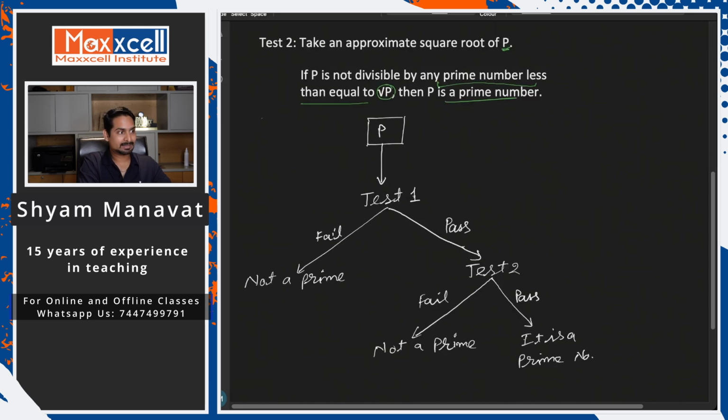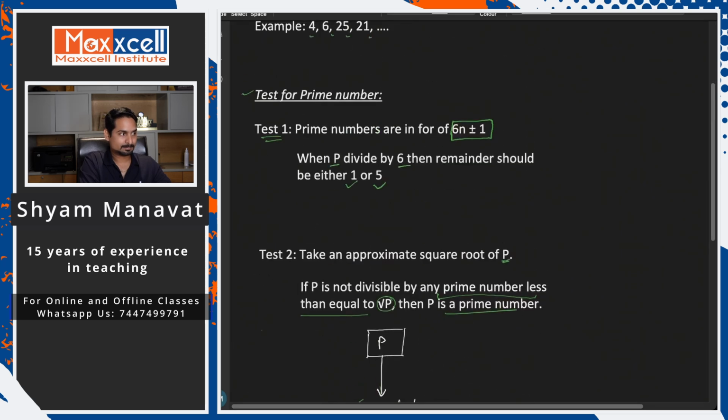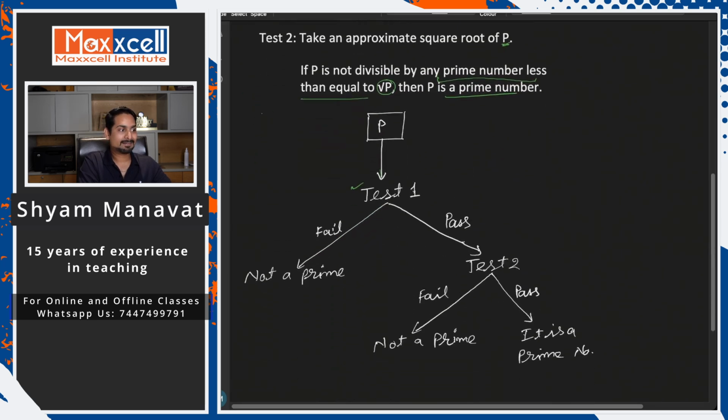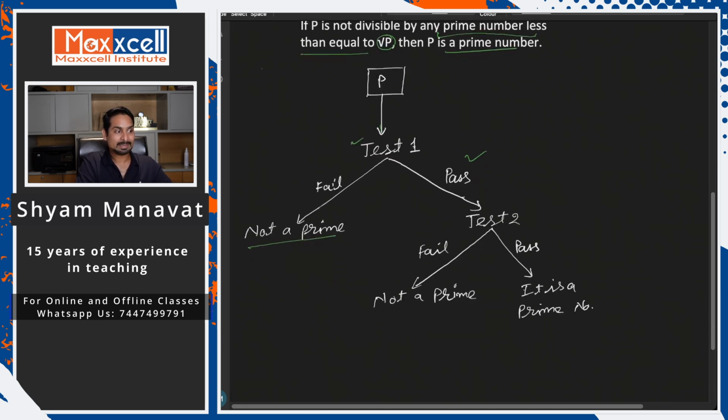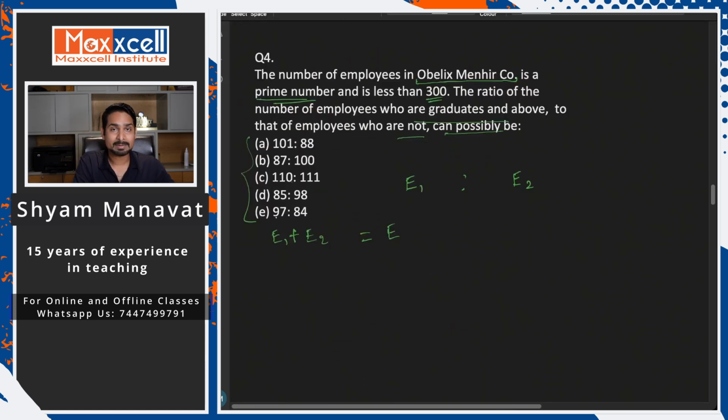So in a nutshell, for a number p, apply test 1 if you want to see whether it is a prime number or composite. If it fails, then it's not a prime number. If it passes, you haven't come to a conclusion yet. Then you apply test 2 and check. If it passes test 2 also, then only we can say it's a prime number. If it fails, not a prime number. Test 1 and test 2 should be clear to you. So I hope you understood prime number and composite number.